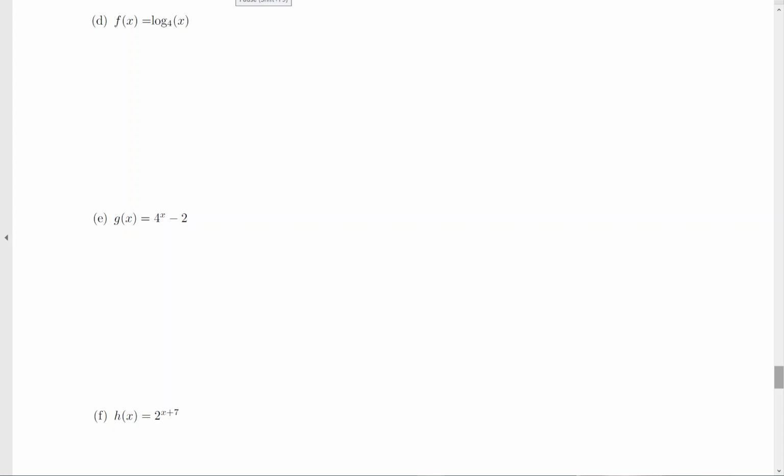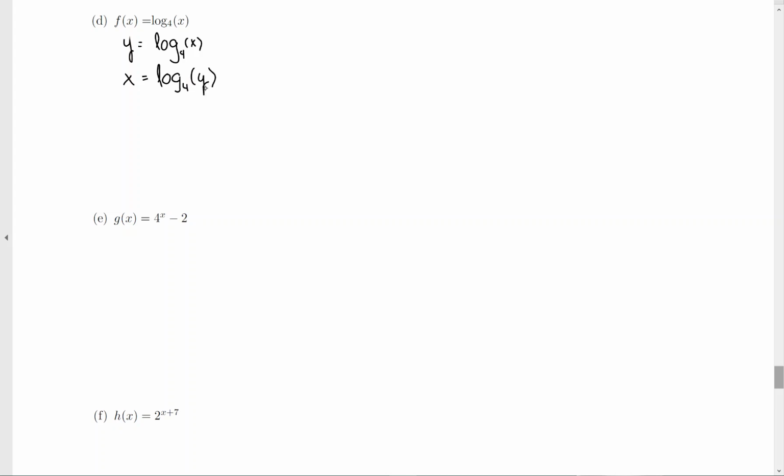In these next few problems, we're going to be finding the inverses, and we're also assuming that these are one-to-one functions. So for this first one, f of x equals log base 4 of x. We change f of x to y and rewrite it as y equals log base 4 of x. We swap the y's and the x's around. So anywhere I see a y, I'm going to call it an x. Anywhere I have an x, I'm going to call it a y.